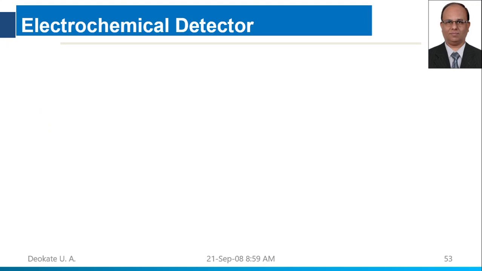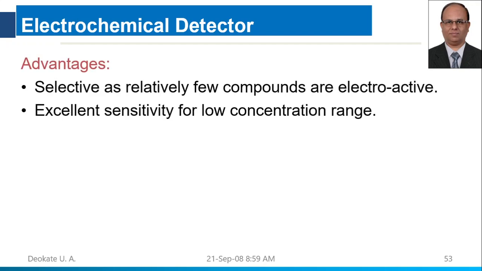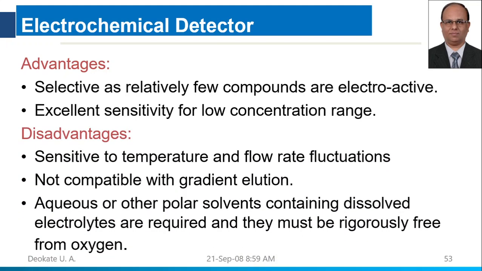Now the next detector is the electrochemical detector. Electrochemical detectors are selective as relatively few compounds are electroactive, like with your conductivity meter, etc. They have excellent sensitivity for low concentration range, but have certain disadvantages: they are sensitive to temperature and flow rate fluctuation. It is not compatible with gradient elution.